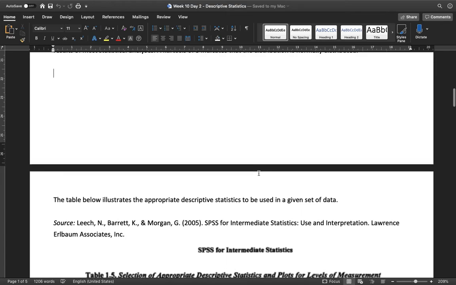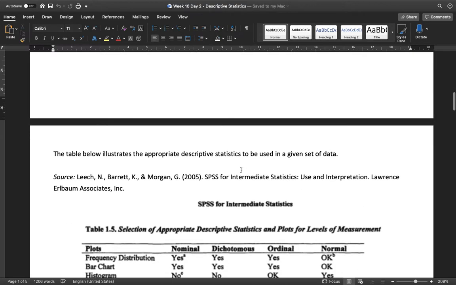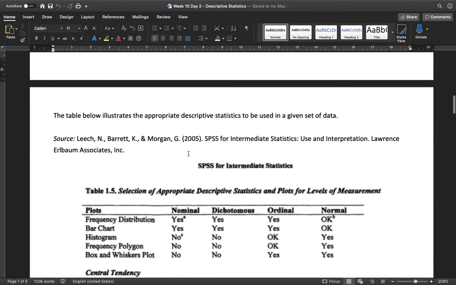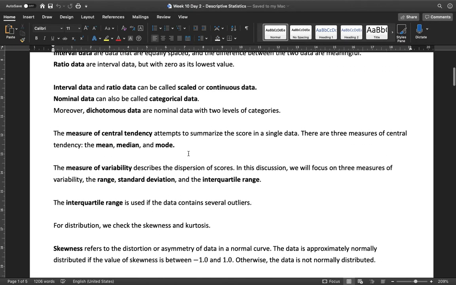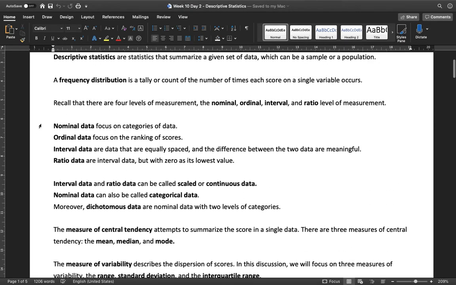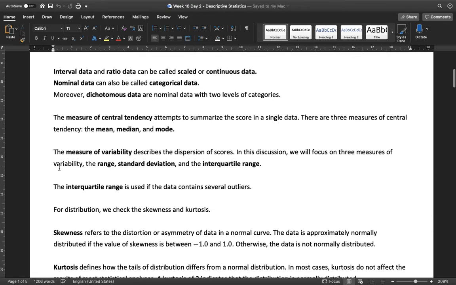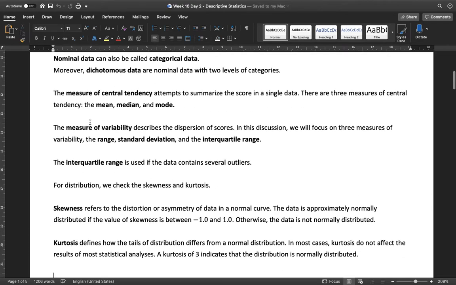Now, ano yung dapat natin gamiting descriptive statistics in a given set of data? Diba kanina, meron tayong level of measurement: nominal, ordinal, interval, and ratio. And meron tayong measure of central tendency, measure of variability, skewness, kurtosis. So, ano yung mga dapat natin gamitin dito? Kasi, ang isa sa mga mahirap na bagay when it comes to describing data is alin yung gagamitin mo. Ano yung appropriate na gamitin mo.